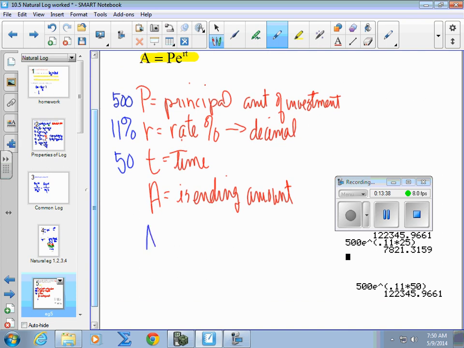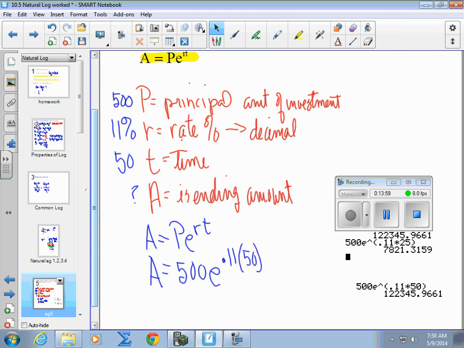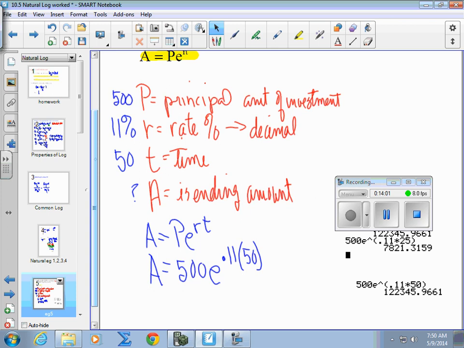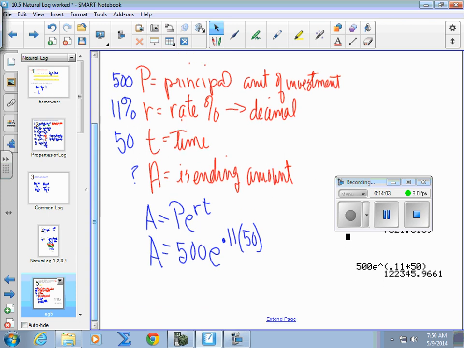All right. We'll go back here. We have A is equal to P e^(rt). So A is equal to, we don't know A, that's what we're looking for. So we're going to invest $500. The rate changed to a decimal, 0.11. And the time is 6 years. So we'll plug this in our calculator.